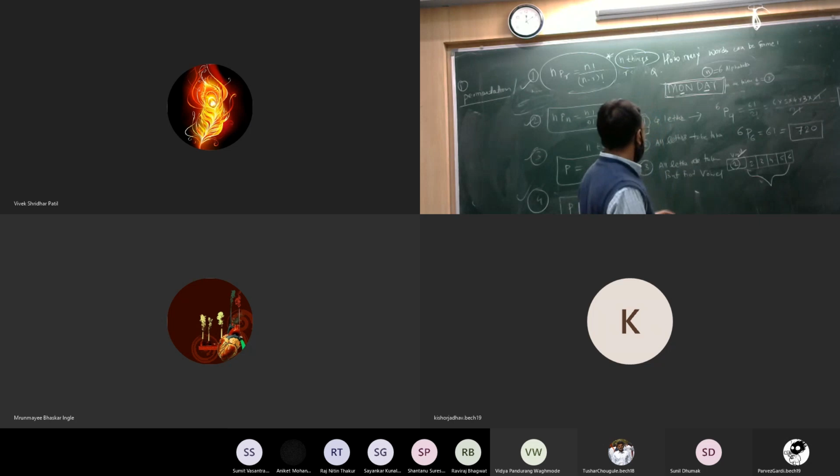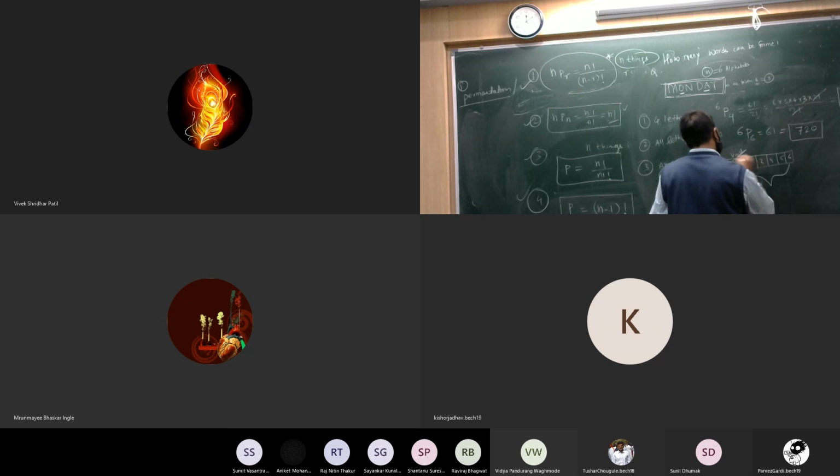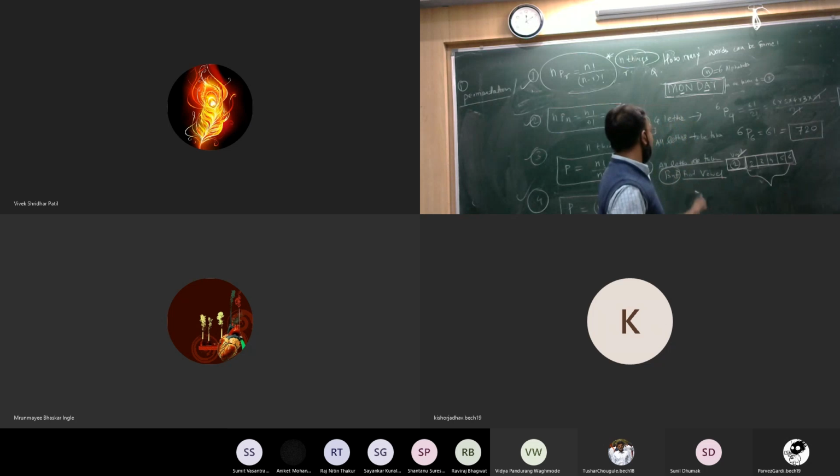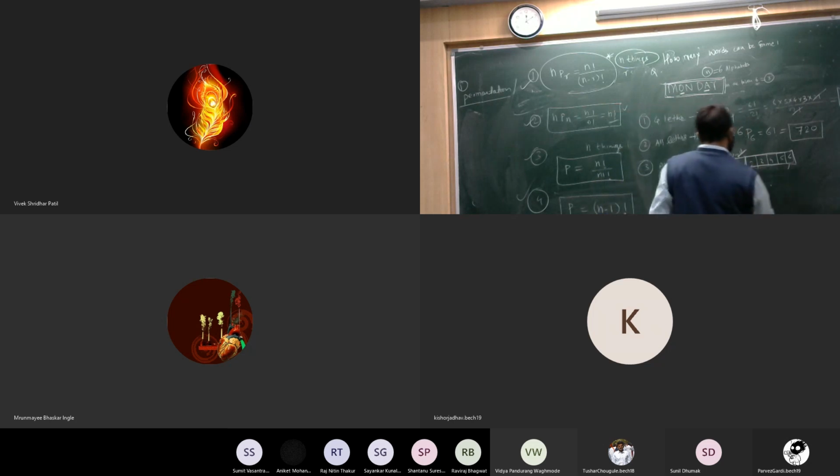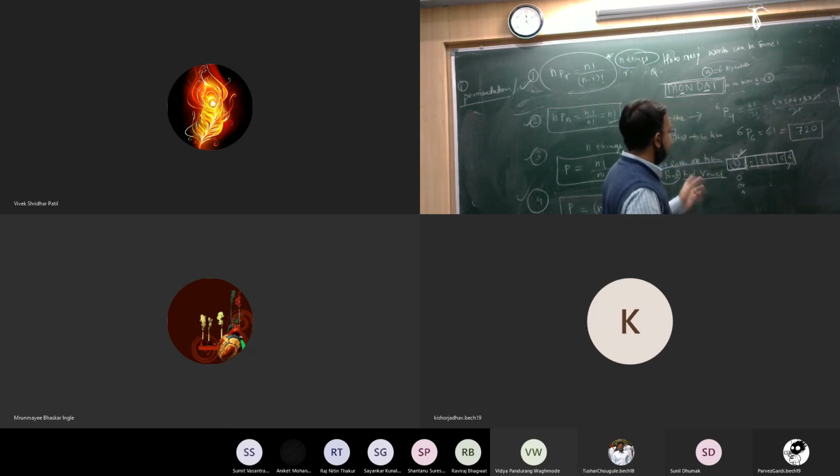Now all letters are to be taken, but the first is a vowel. So we need to consider this as one task and the remaining as another task. First, they have said it should be a vowel. So how many vowels are possible? O and A. So we can consider either O or A. The first position can be filled 2 ways.